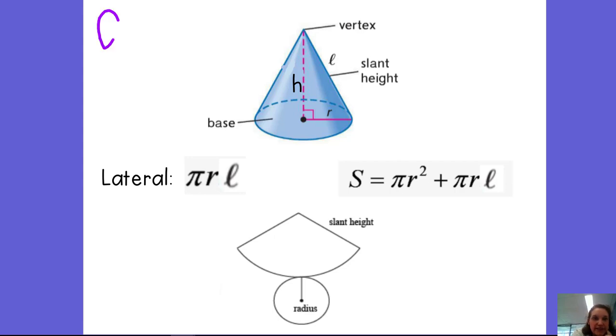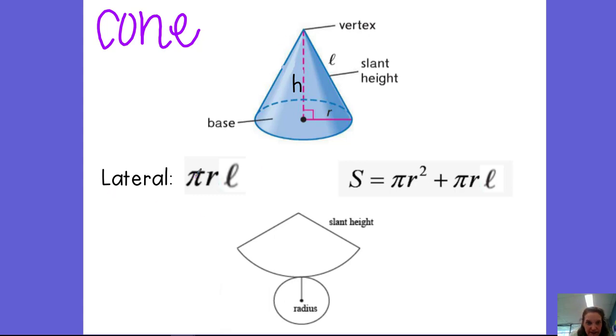A cone is similar to a pyramid in that it has one base, but a cone has a circular base. So we have our circle, the radius is the distance from the center of the circle to the edge of the circle. And then your lateral surface area for your cone is rounded, it's curved. Similar to how a cylinder's lateral surface area is curved, so is the lateral surface area of a cone.